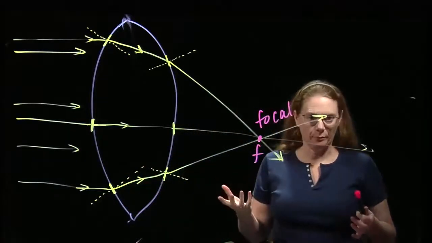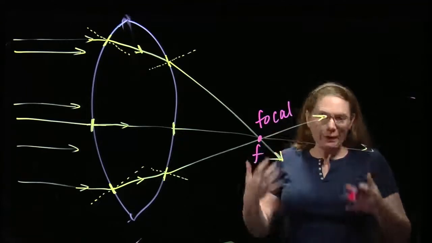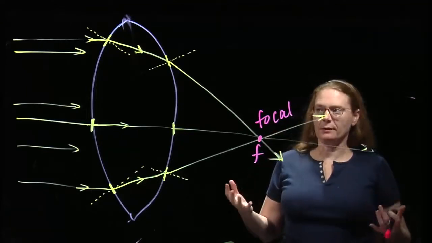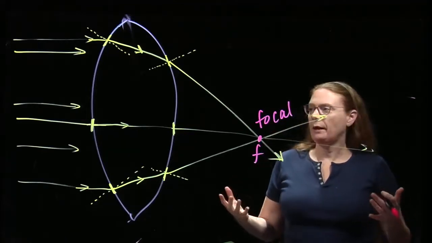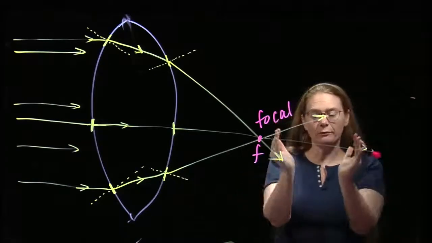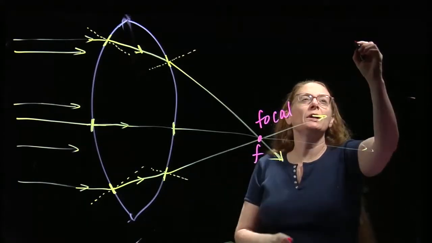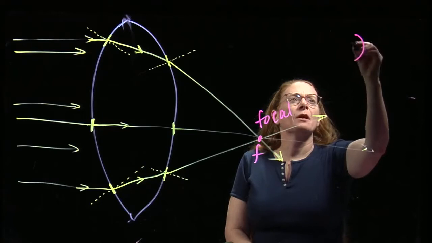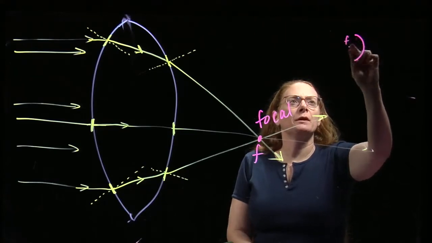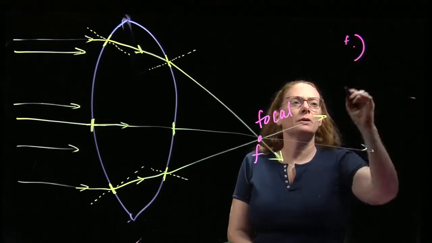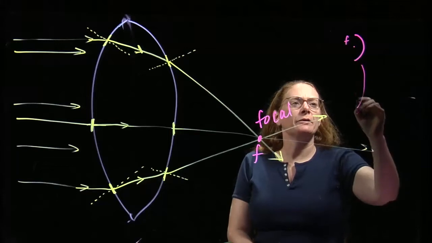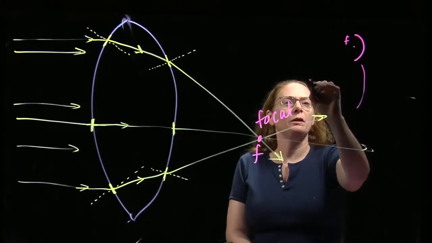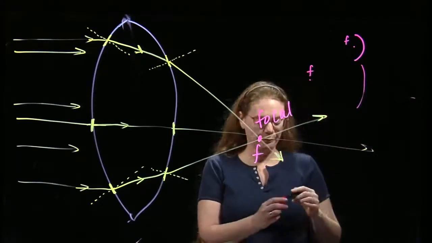So just like with curved mirrors, the definition of a lens is that it has a focal point, and that focal point is dependent on the curvature. If we have a really curvy lens, the focal point is probably going to be pretty close in, maybe even that close. If we have a really flat lens, the focus is going to be way out here.